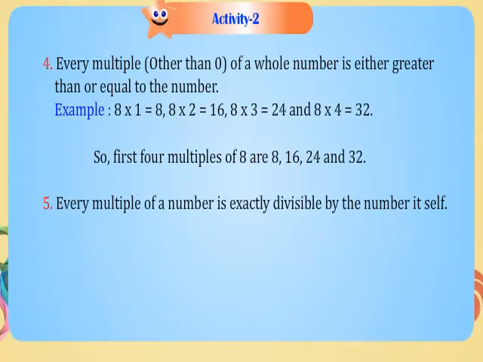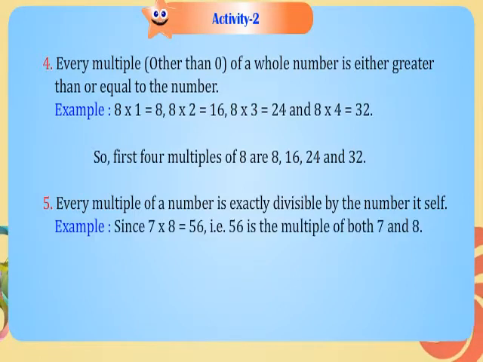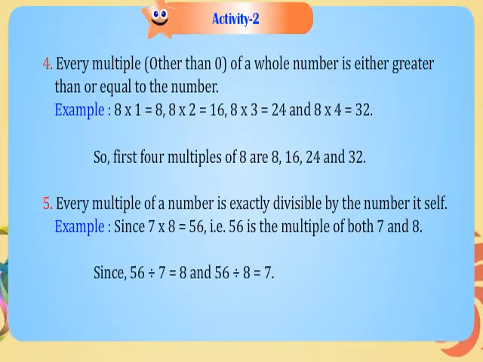Fifth, every multiple of a number is exactly divisible by the number itself. For example, since 7 into 8 equals 56, that is, 56 is a multiple of both 7 and 8. Since 56 divided by 7 equals 8 and 56 divided by 8 equals 7.